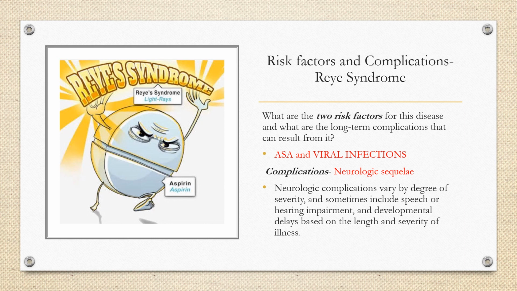So complications, again: liver, it usually returns to full functioning, but we do have some neurological deficits after the child recovers. So complications vary by degree of severity. How severe was our illness, how long the duration, how much cerebral edema did we have, so lots of factors. So sometimes it includes speech or hearing impairment and developmental delays based on the length and severity of illness.